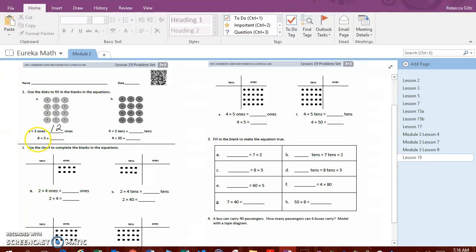At the same time, if we turn that into a multiplication problem, we've got 4 times 3. The 3 ones is just the same as saying 3. So we say that's also equal to 12.